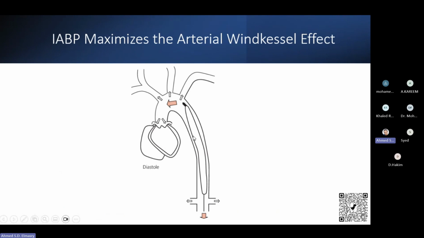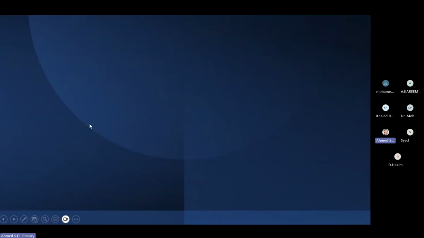When the intra-aortic balloon starts the deflation, the heart will start to eject the blood to the organs during the systole. And during the diastole, the intra-aortic balloon will start the inflation, leading to displacement of the blood to the brain, to the coronaries, and also to the distal organs. And this is what we call the maximization of the arterial Windkessel effect by the intra-aortic balloon.